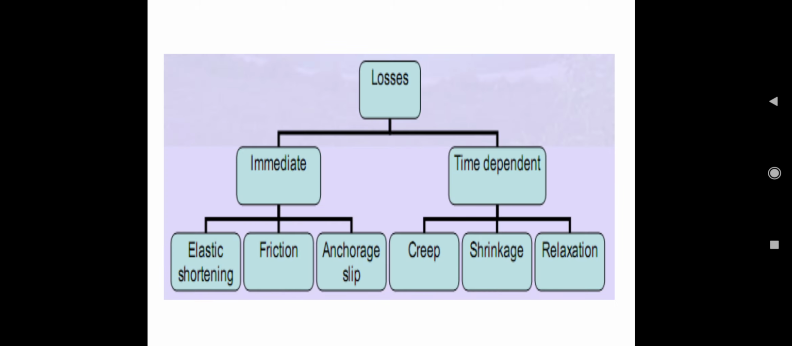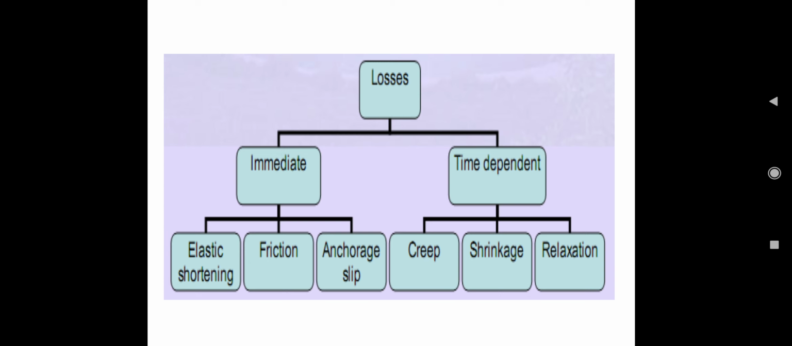Here, losses can be categorized into two categories: immediate loss and time dependent loss. Immediate loss means it will occur within a shorter span. Time dependent means it will take some time to occur. The immediate losses are elastic shortening, friction, and anchorage slippage. Time dependent, that is long term loss, which will occur after a long term, is creep, shrinkage, and relaxation of steel.